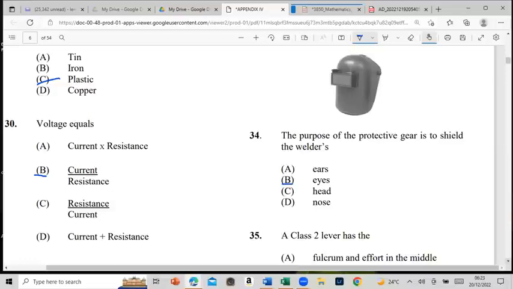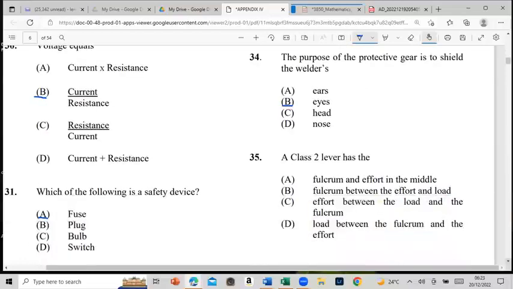Alright, let's move on to 35. A class 2 lever has the A, fulcrum and effort in the middle, B, fulcrum between the effort and the load, C, effort between the load and the fulcrum, or D, load between the fulcrum and the effort. And that would be load between the fulcrum and the effort. Let's move on to 36.